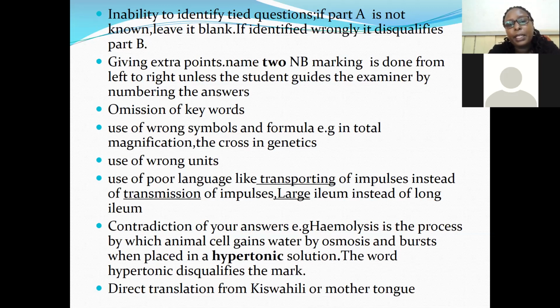Another point on how the students lose marks is on giving extra points. In such a case, when you give the extra points and you don't lead or guide the examiner on how you have arranged your answers, that also leads to the student losing some marks. For marking, we mark the answers from left to right, not going downwards. We go from left to right, unless the student has guided the examiner by numbering the answers. That way it would be easier for the examiner to follow on the numbering. Where numbering has not been done, then the rule still applies, marking from left to right.